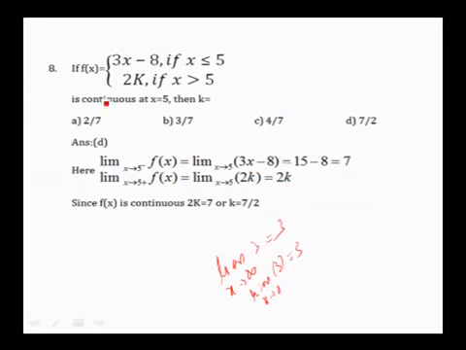But he has given that it is continuous, therefore, the left hand limit and the right hand limit must be the same. So, 2k must be equal to 7, that is 2k equals 7, or k is equal to 7 by 2. That is the answer, k equals 7 by 2. Option is D. So, whenever you come across such problems, you find the left hand and right hand limits separately.